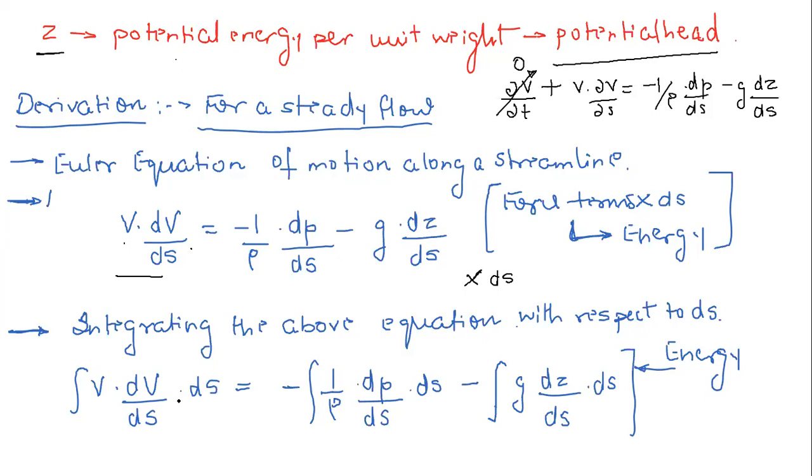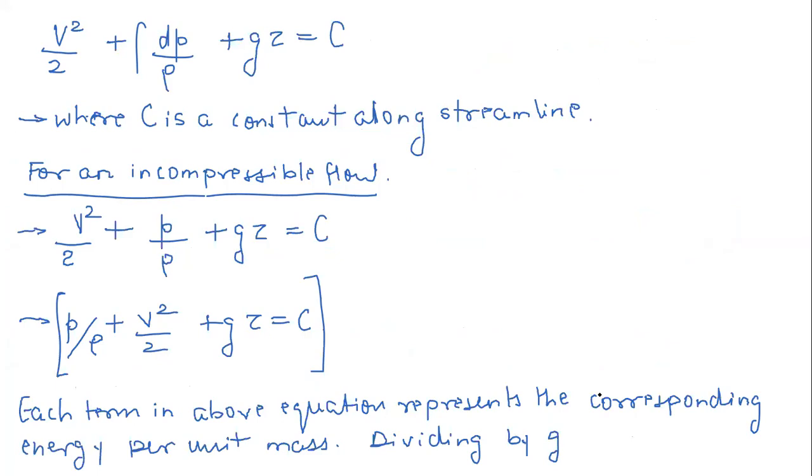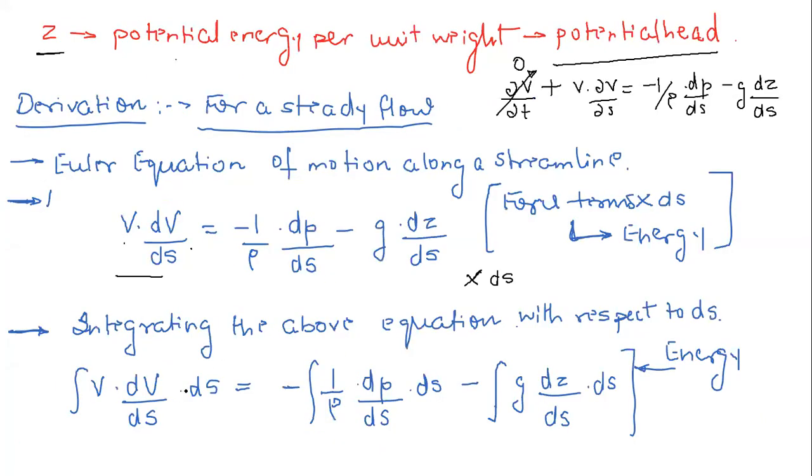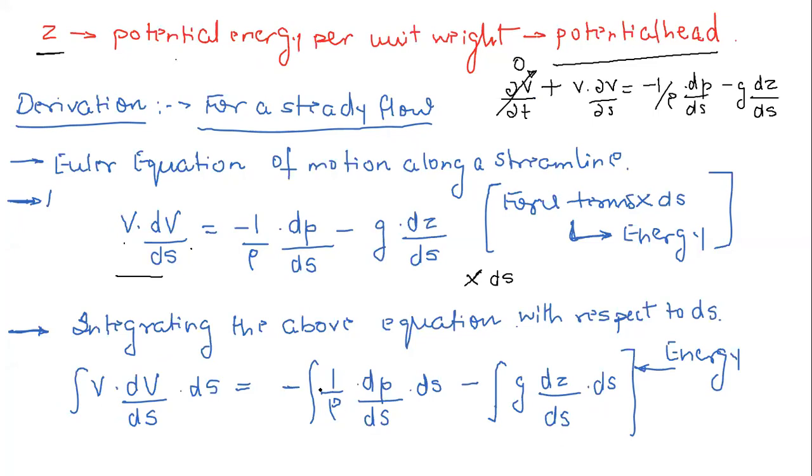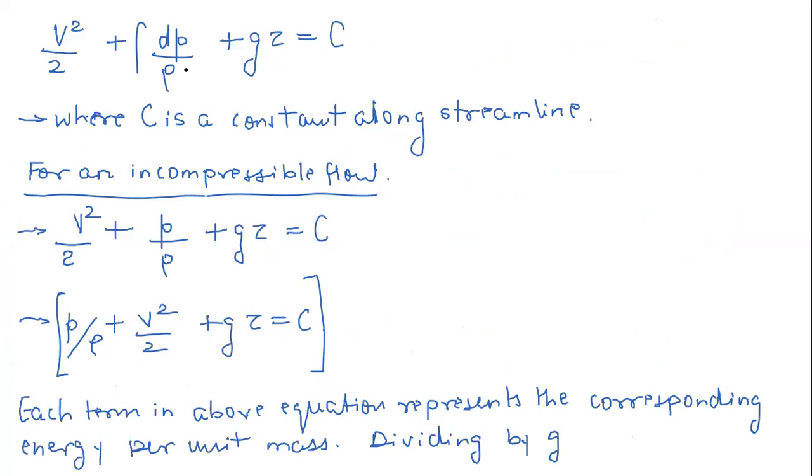So simply, integration of v dv by ds multiplied by ds is equal to minus integration of 1 by rho dp by ds multiplied by ds, minus again integration of g dz by ds multiplied by ds. After integration, if you cancel out ds, it is simply v dv. Integration of v dv is v square by 2. For the next term, again ds cancels, and it will be dp by rho.